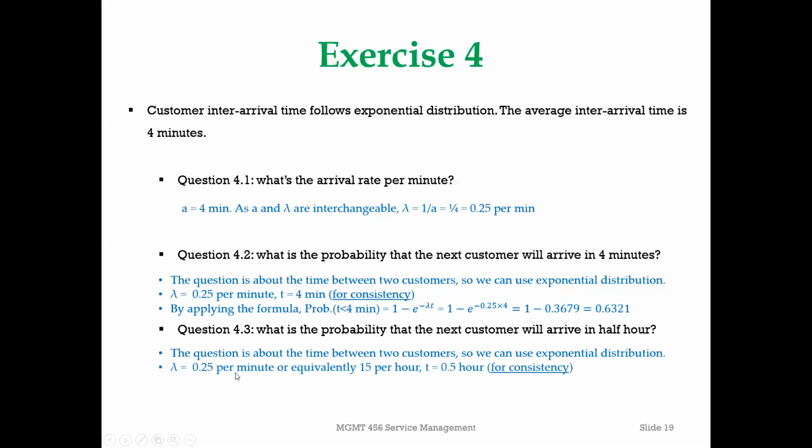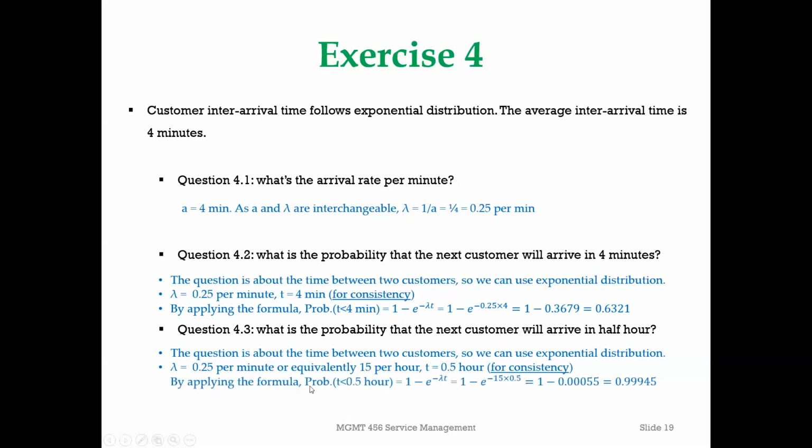So lambda is 0.25 per minute, or equivalently 15 per hour. 0.25 per minute times 60 minutes gives you 15 per hour. So why do we convert? We already know lambda is 0.25 per minute. Because here, t is half an hour, 0.5 hours. For consistency, lambda and t have to be in the same units. So we convert lambda to the arrival rate per hour, 15 per hour. How do you go from 0.25 to 15? Simply times 60.